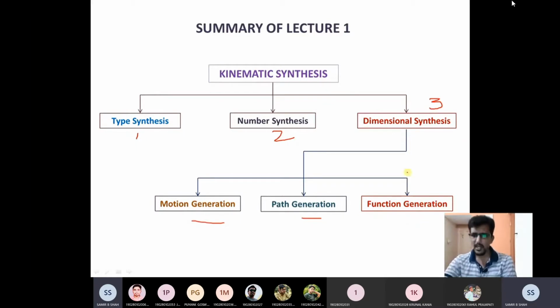Now we will start with the dimensional synthesis. Let me say that I know the type of mechanism that is given to me. Let me say it should be a 4-bar mechanism or a slider crank mechanism. And of course, I know the number of links that are given in the system. I know that.